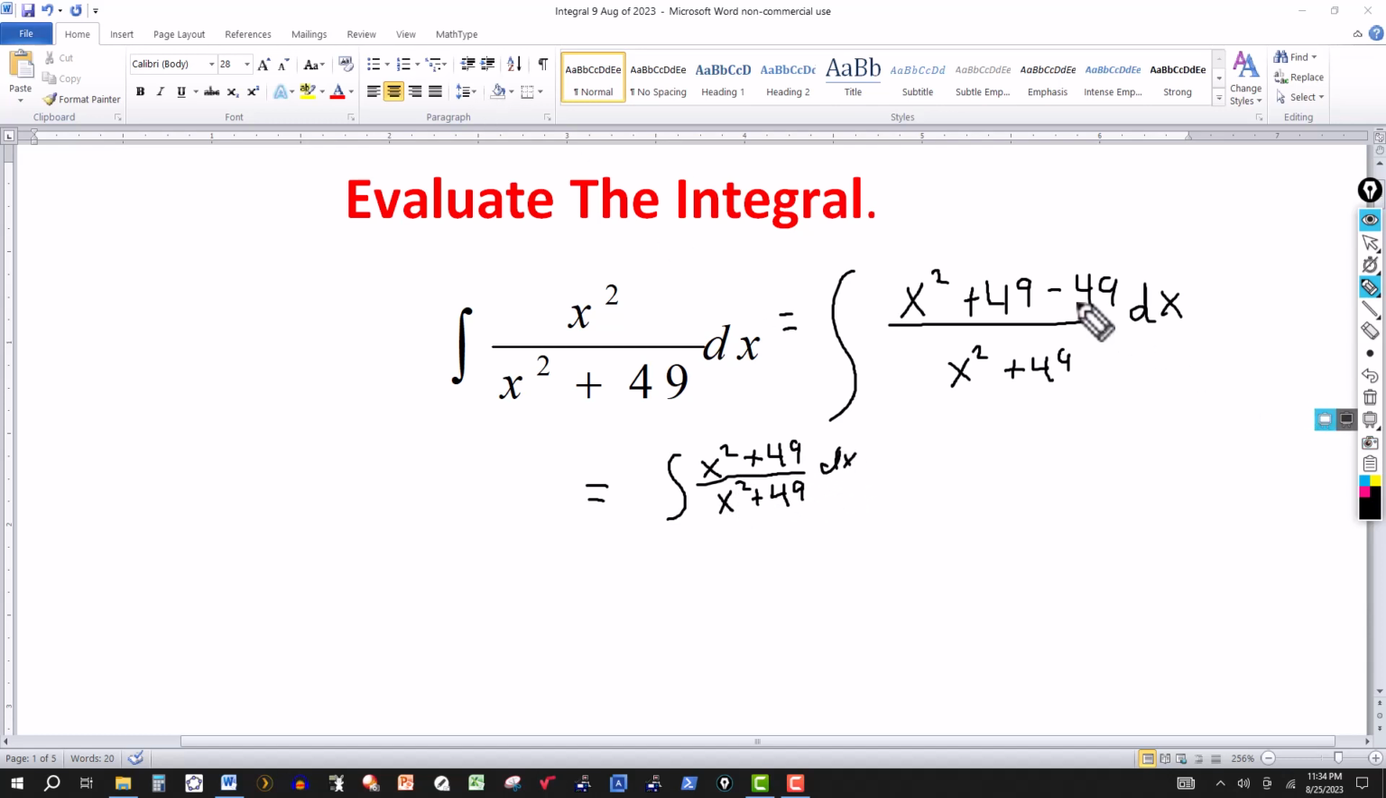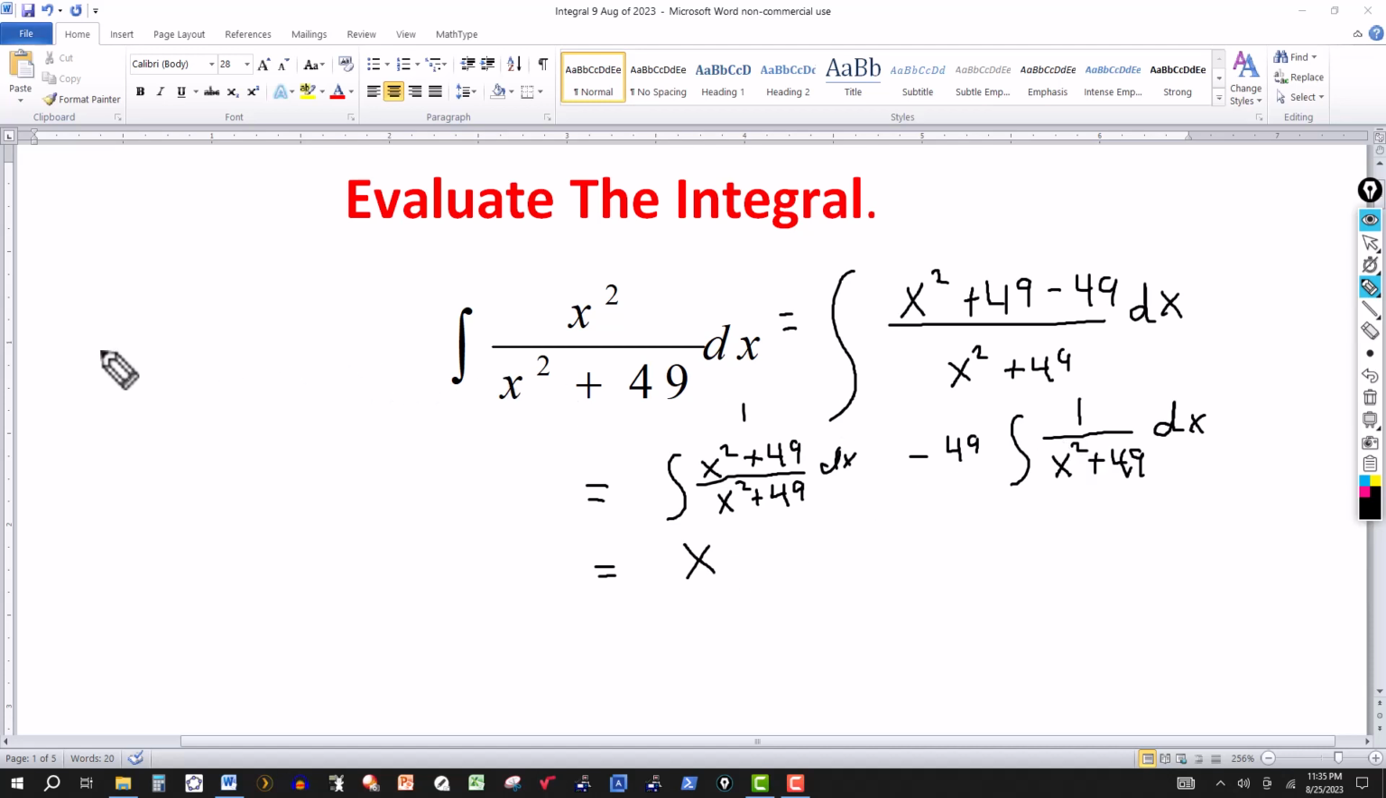And then the other part of it, the minus 49, I'm going to break it up over here. So this will be minus, and I'll leave the 49 outside the integral here. And I'm just going to put a 1 here. This will be dx over x squared plus 49. So for this one, x squared plus 49 over x squared plus 49 is just equal to 1. So all I have here is the integral of 1 dx. If you integrate 1 with respect to x, that just gives you x. So that's what we have for that one.